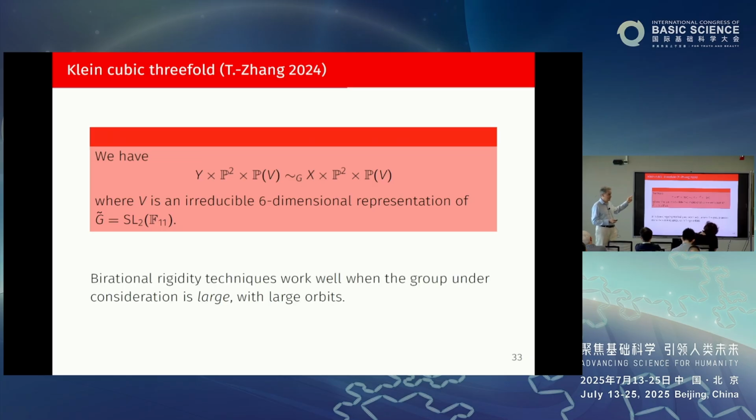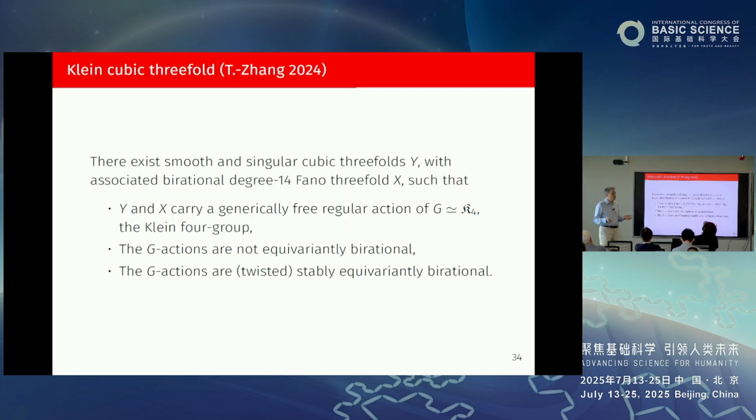Now, the group is large, so birational rigidity, so techniques from the minimal model program, work well when the orbits are large. Whenever you look at special loci, you get a very large orbit. It's very hard to move around, to do things geometrically. Everything is so rigid. Well, then let's look at something smaller. And we find examples where the Klein 4 group acts on the cubic threefold and on the degree 14 Fano threefold.